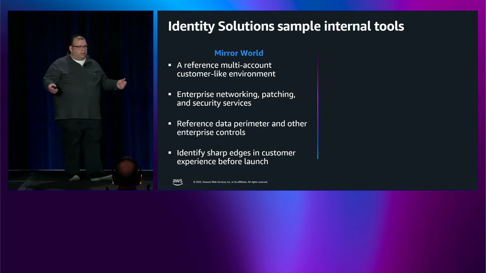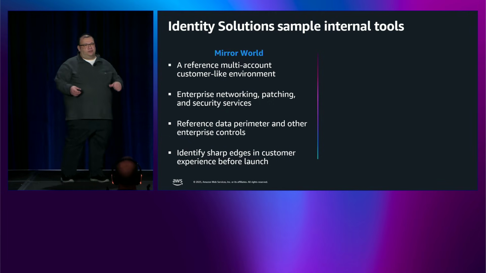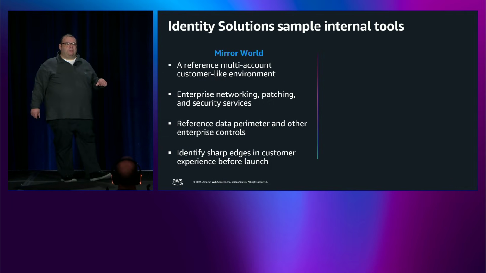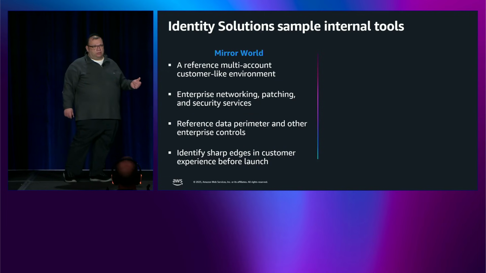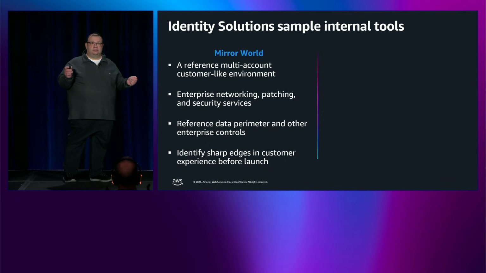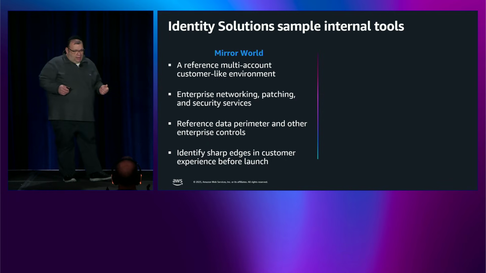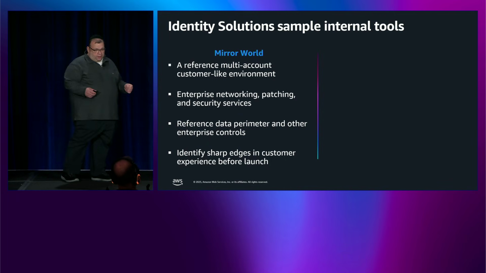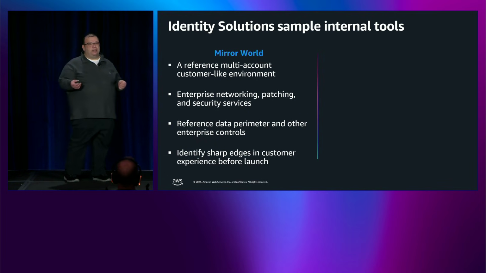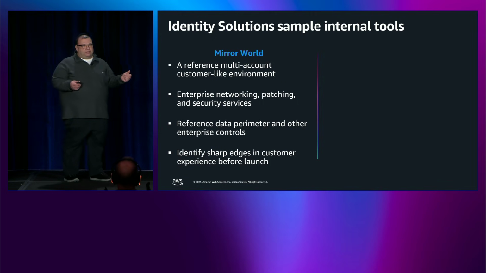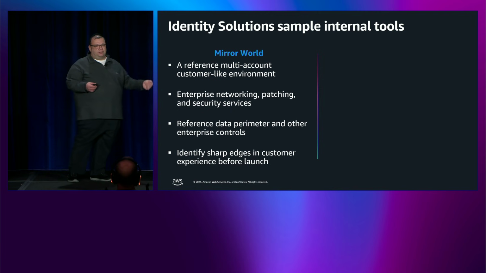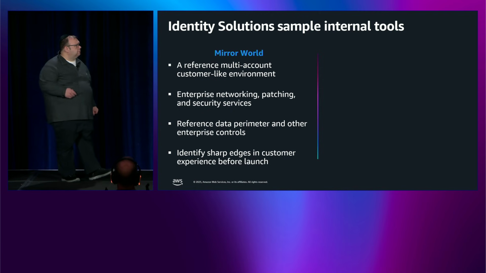It has enterprise networking. It's connected to external IDPs. It has all the things you need to do, like patching and security services and all of that. We also implement reference implementations of enterprise controls, like data perimeter controls, which I'll talk about. How many folks here are familiar with data perimeters? Okay, some. But we also implement other controls as well. And then we want to identify sharp edges from a customer perspective early in the process. So we're actually embedded in the service team because we are part of the launch plan. We get to validate and test different features that come out before they go to our customers.